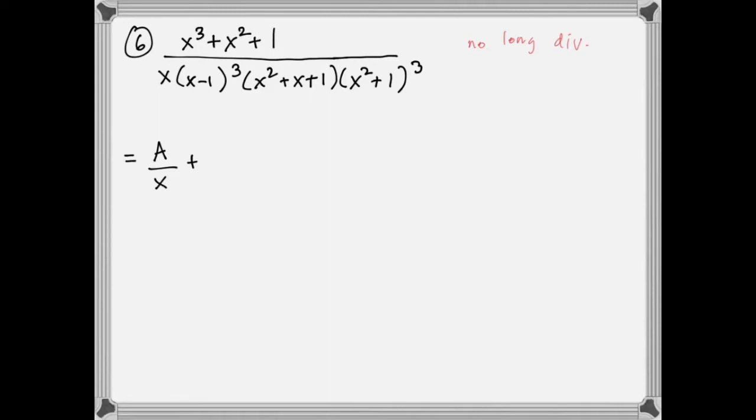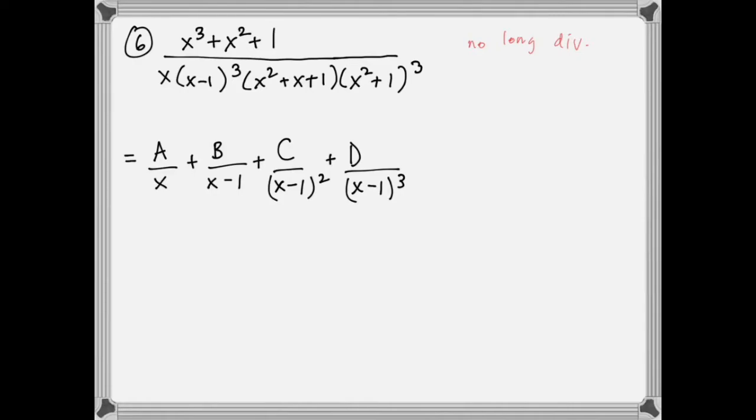Now, the second term, x minus 1 cubed, is linear, right? But it's to the third power. That means I'm going to do it 3 times. So b over x minus 1 plus c over x minus 1 squared plus d over x minus 1 cubed. Okay, so I did all of those.